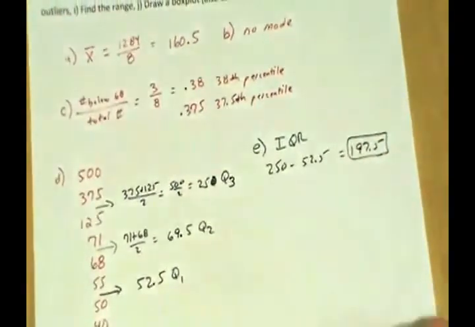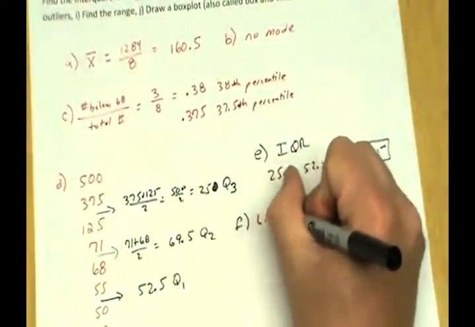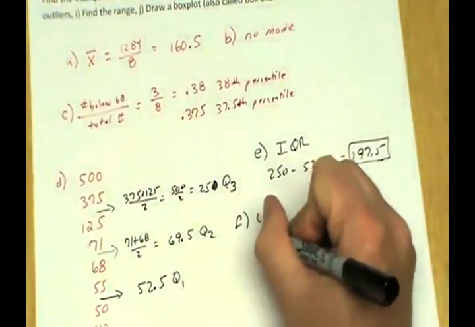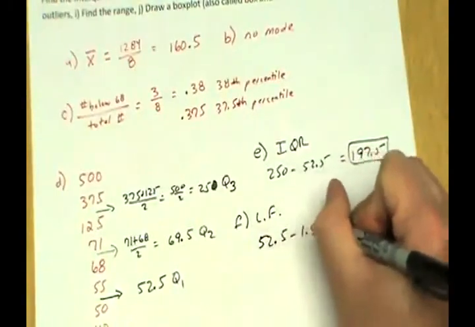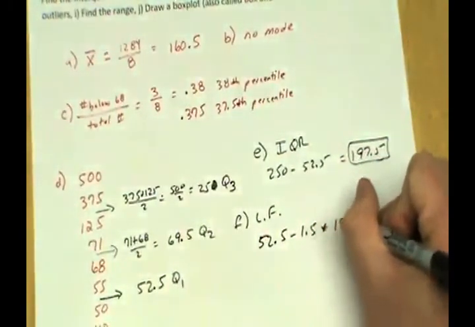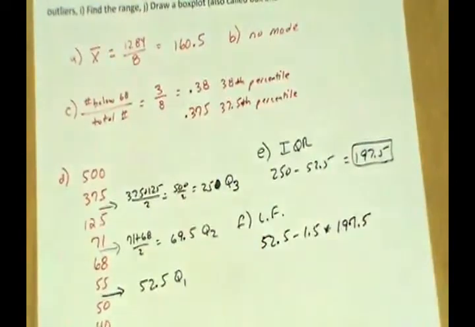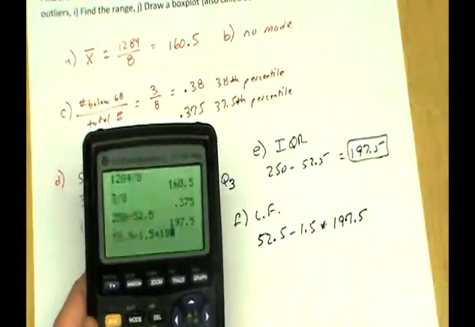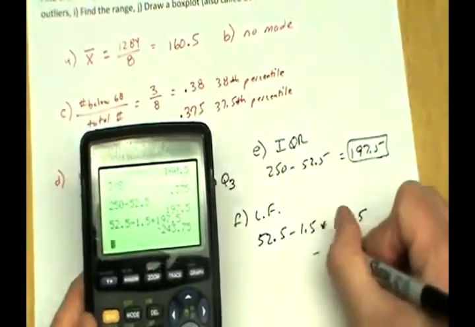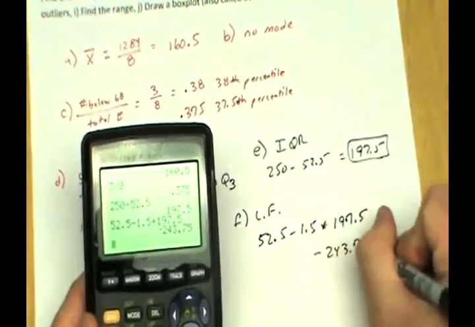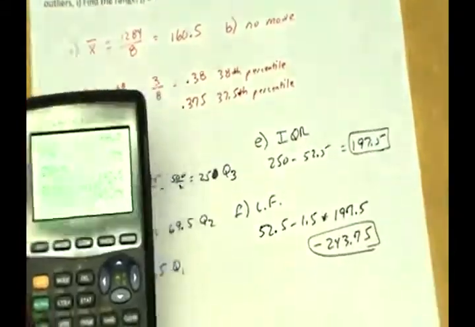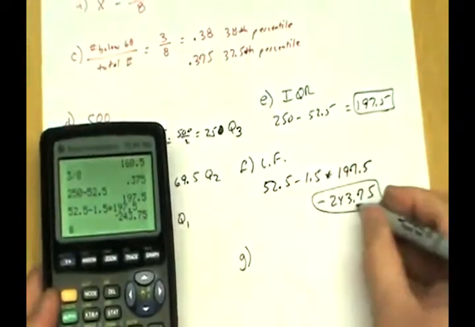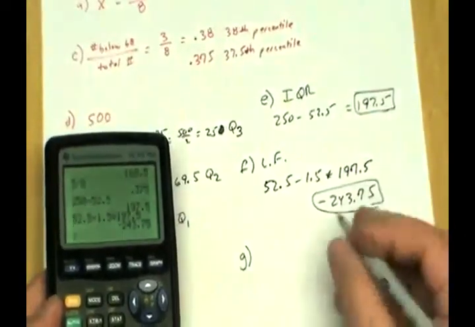Okay, so we're going to use that for F, the lower fence, LF. So we're going to take Q1, which is 52.5, subtract 1.5 times interquartile range. Okay, 52.5 minus 1.5 times 197.5. We're getting back negative 243.75. Obviously not anything's going to be lower than a negative number since we're talking about how much cost per day. But that's still a lower fence, regardless if it's negative. We just leave it as an answer.